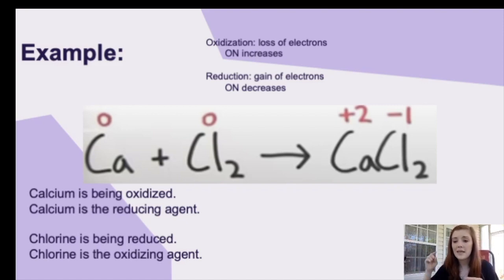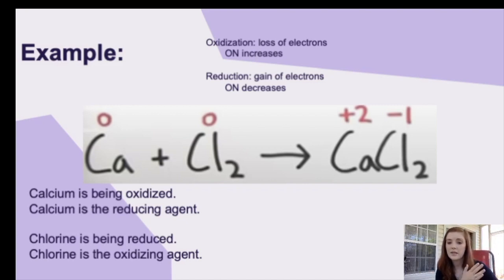But calcium is the reducing agent, right? Because it is responsible for chlorine getting an electron from calcium. So it is giving its electrons to chlorine. So calcium is losing its electrons and giving them to chlorine, which therefore is reducing chlorine, because reducing is a gain of electrons. So calcium is the reducing agent. On the other side, chlorine is being reduced.